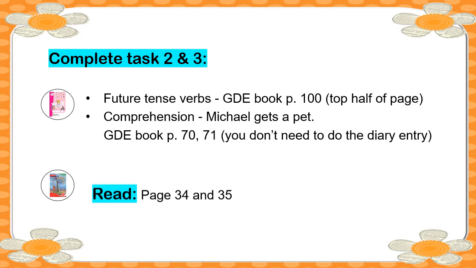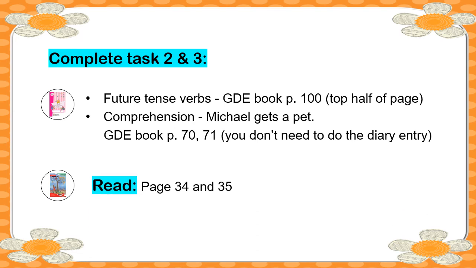Here's the task that you need to do. The future tense verbs in your Pink GDE book, just the first half of page 100. And then, because it's such a quick activity that's going to take you, I'm sure, less than 10 minutes, you can please do a comprehension for me as well on page 70. Michael gets a pet. Then as well, read page 34 and 35.